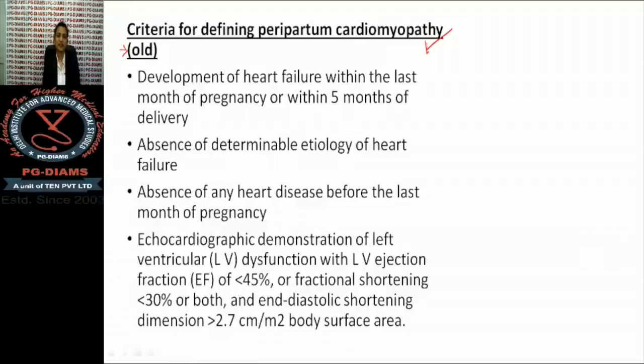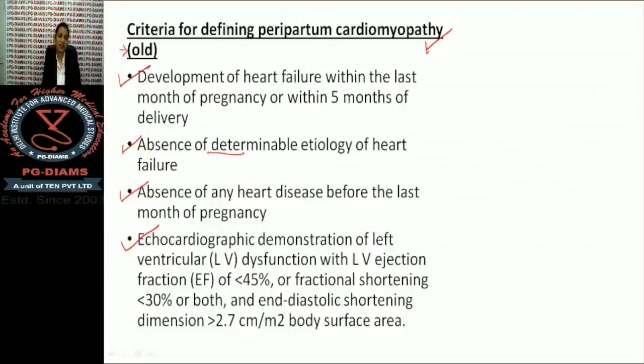The definition is development of heart failure within the last month of pregnancy, 1 month before delivery, or 5 months after delivery. This is the temporal criterion. Absence of determinable etiology of heart failure. There is no other cause. She was not suffering from any other viral myopathy or cardiomyopathy, or preeclampsia induced heart failure. When there is no other etiology of heart failure, you can call it peripartum cardiomyopathy. She did not have any heart disease before pregnancy.